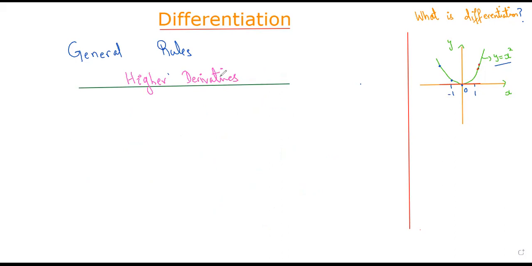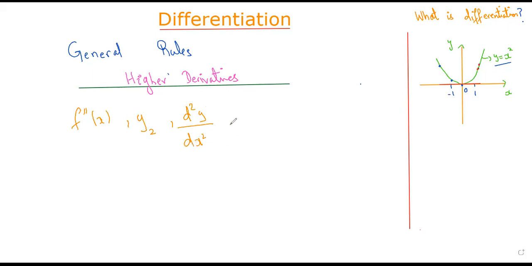Higher derivatives. Okay. Now let's say whatever the function is, you've been asked to find the second derivative. So it could be something of this type: f double dash of x, y double dash, or d2y divided by dx2. So all these notations are used for showing the second derivative.